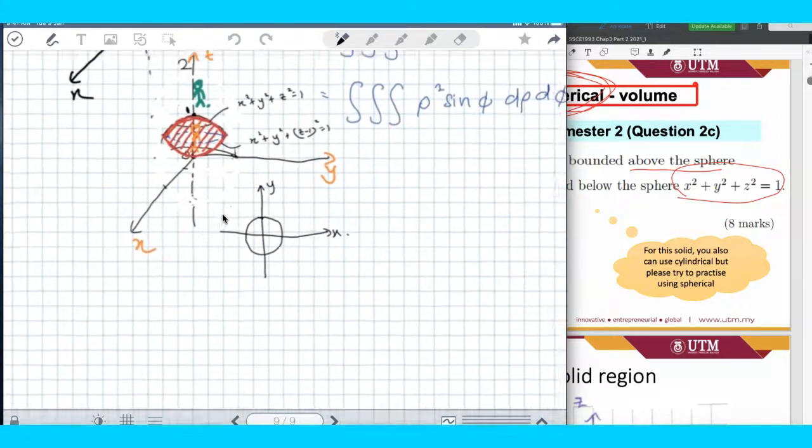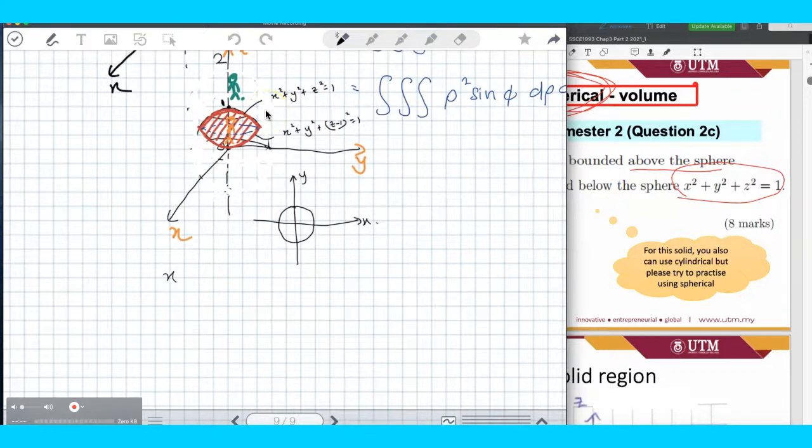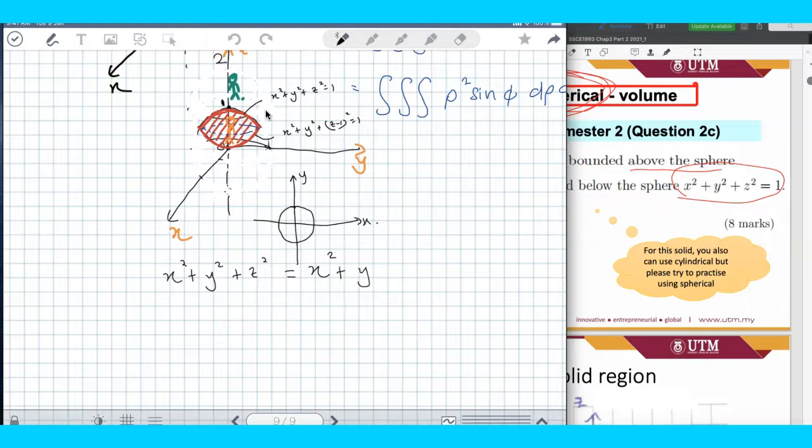So how can you know that? That is the intersection between the two surfaces of the spheres, so we can find it out. x squared plus y squared plus z squared equals x squared plus y squared plus (z minus 1) squared. So this one goes out, and we have z squared equal to (z minus 1) squared.